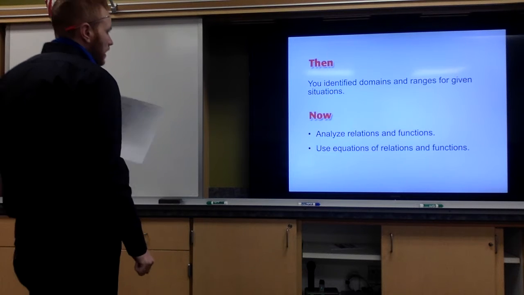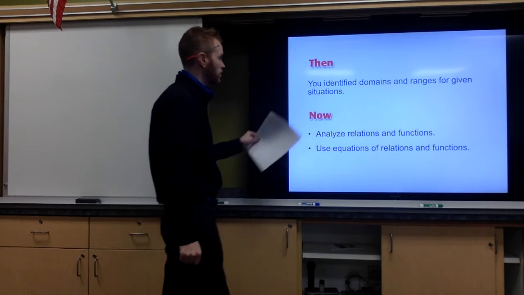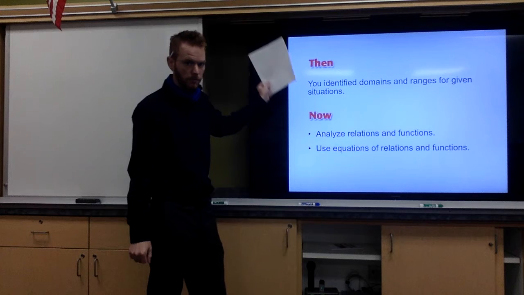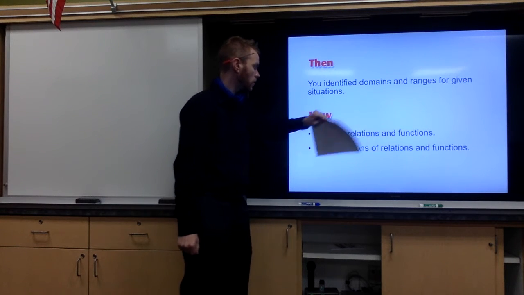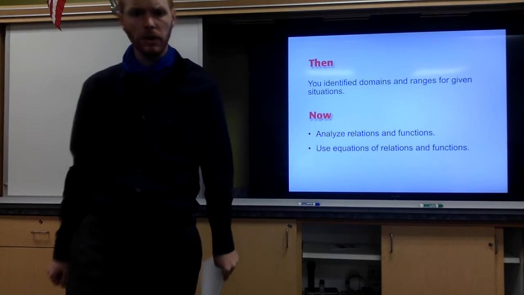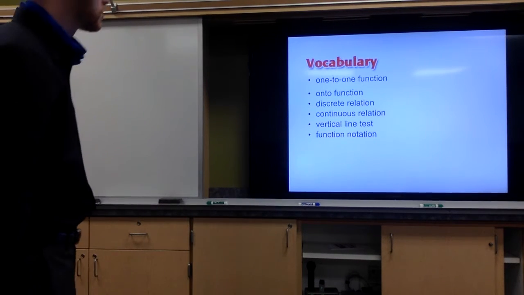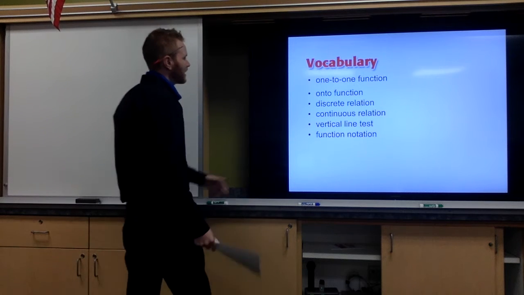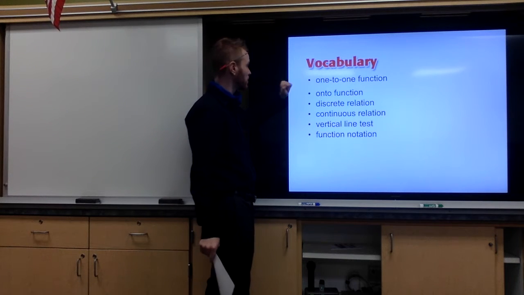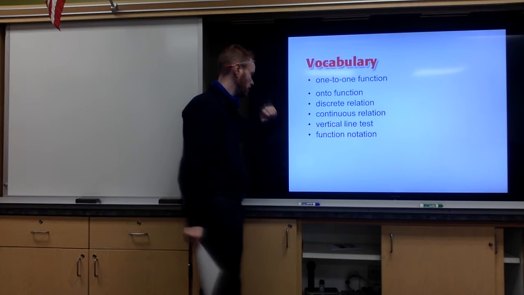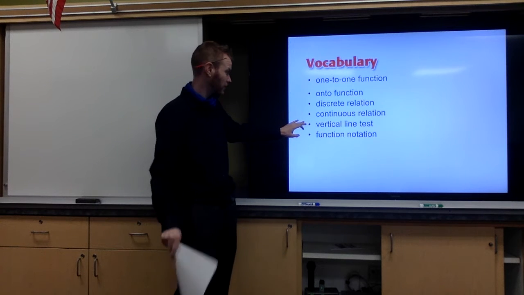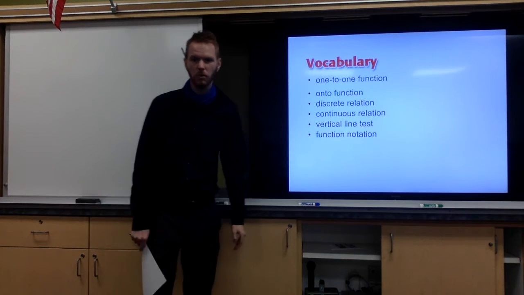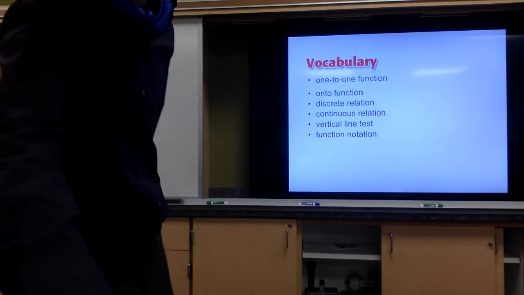So we identified domains and ranges for given situations. You did that back in Algebra 1. We're going to review those still. Now we're going to analyze relations and functions and then use equations of relations and functions. Some vocab, there's a lot. We're going to talk about specific types of functions, one-to-one, onto. We're going to talk about different types of relations, discrete and continuous. We'll talk about the vertical line test, which should sound familiar, and function notation. We'll go back through a little bit of that at the very end of this lesson.